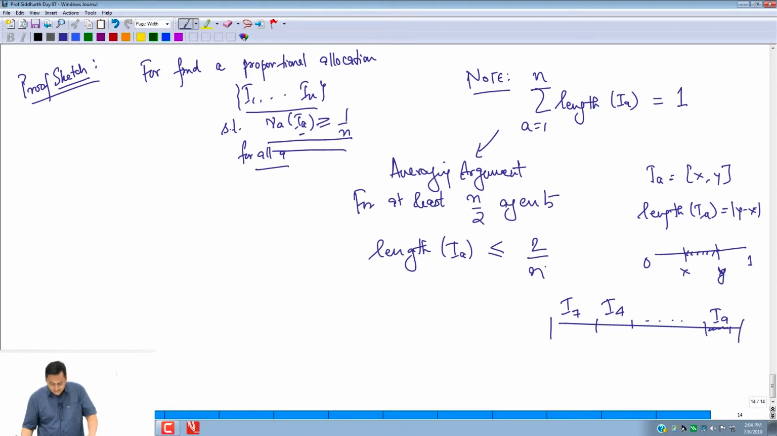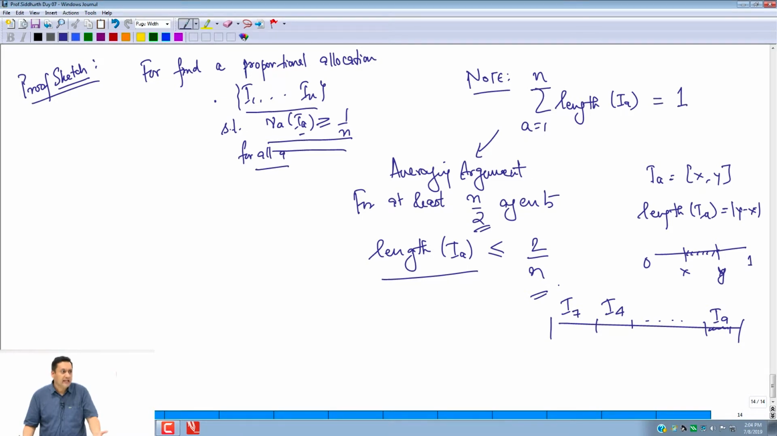if I look at an allocation, in fact, it doesn't even have to be a proportional allocation, just the fact that it is a partition of the cake means that for a large chunk of agents, for at least half of the agents, the length of the interval that they have received cannot be more than 2 over n. Right, and the proof of this observation is simply by contradiction.